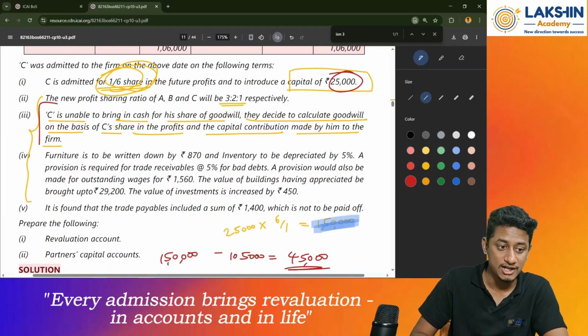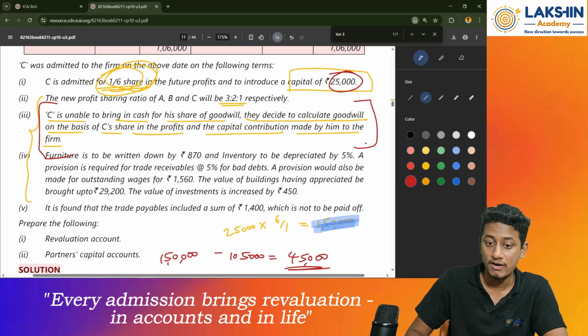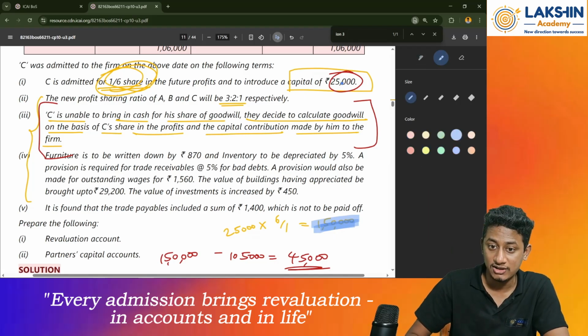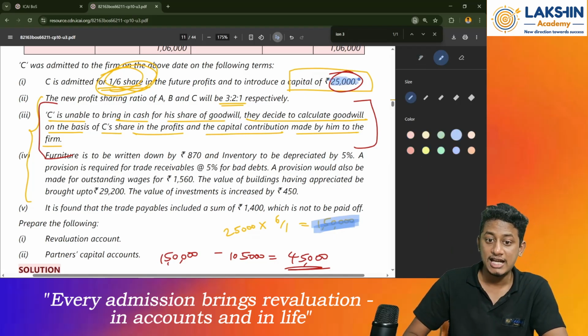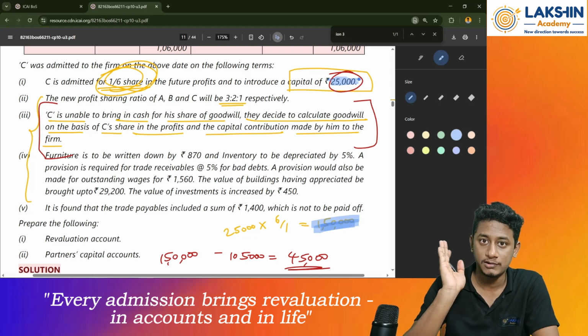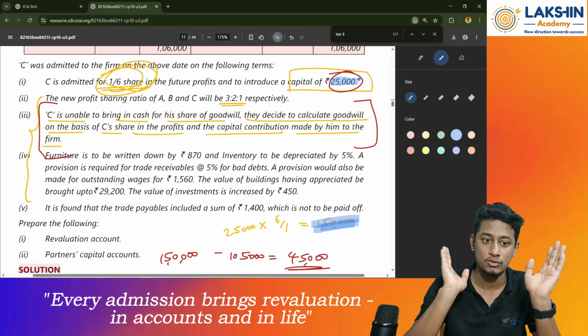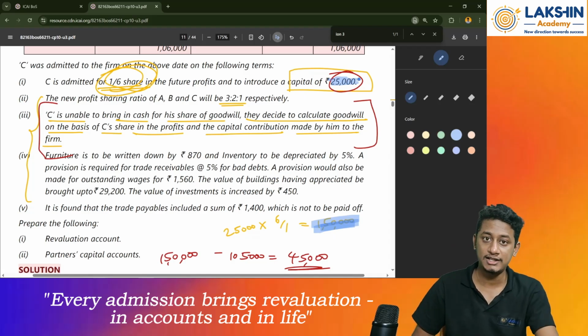But in this question, they have nowhere mentioned that he will bring in the goodwill. If you want, you can refer to this particular para. They have nowhere mentioned that he will bring in the goodwill. So we'll assume that out of rupees 25,000, he will pay the goodwill. Clear? And the remaining amount after the goodwill will be the capital amount of his own. Clear? Okay. So by this we end the chapter on admission.